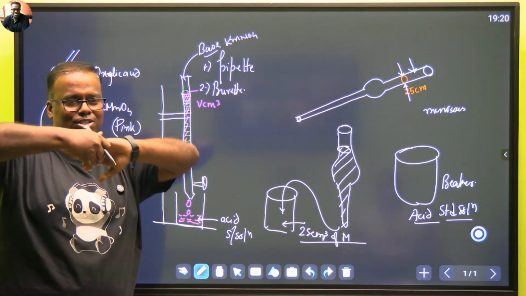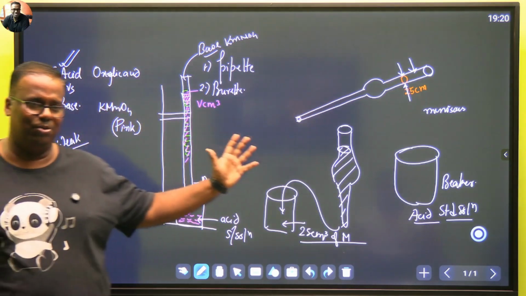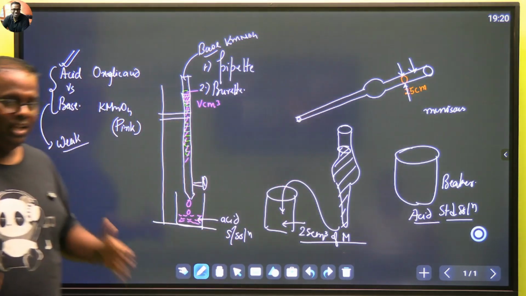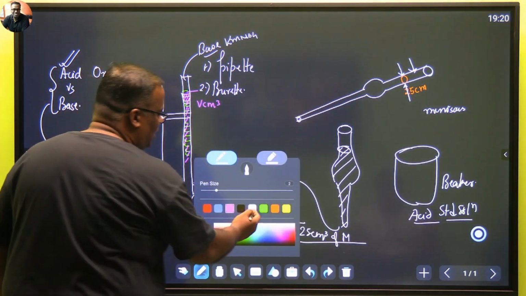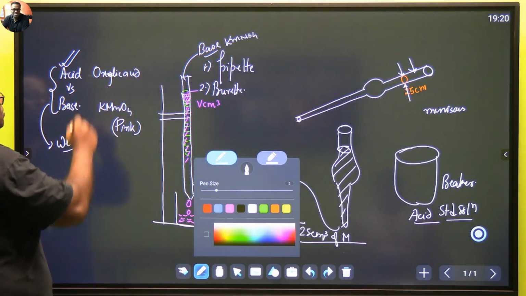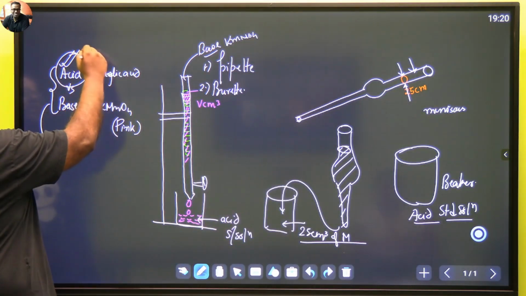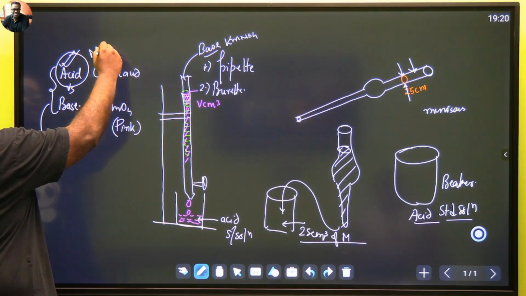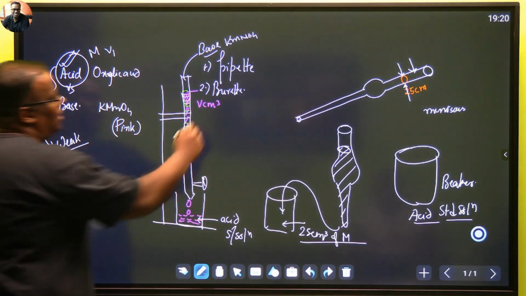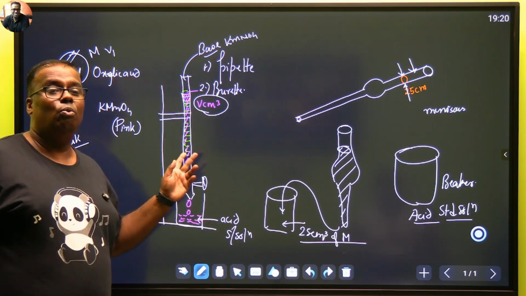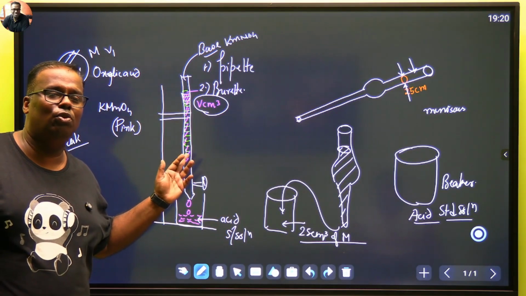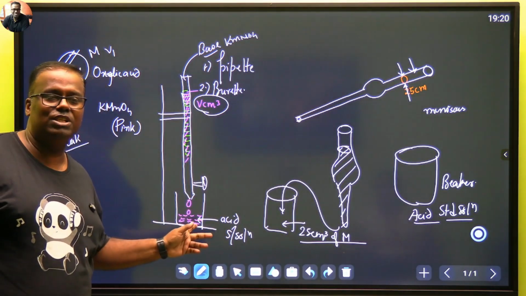Titration means lock-ons. Is the concept clear now? Right. We will not do this experiment, but in the problems that we are going to do here, all we will be given is the acid's molarity and its volume V1. This volume will be given to you. And then you have to find out what strength of KMnO4 knocked off this acid.